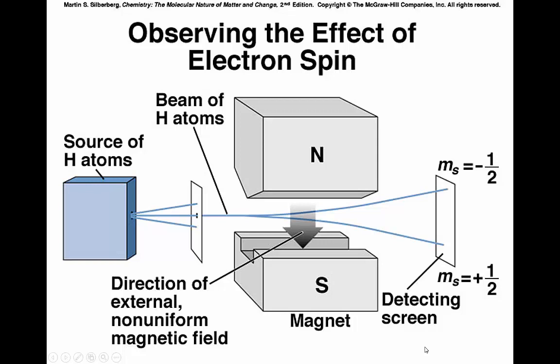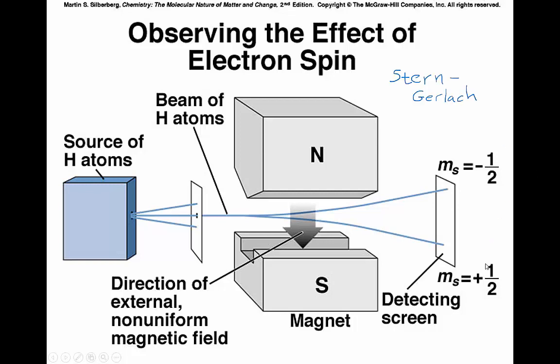In this video we're going to continue talking about the electronic structure of the atom. So we're going to start first with a unique property of electrons that was discovered through the experiment that's shown here on this slide. This experiment is sometimes called the Stern-Gerlach experiment.